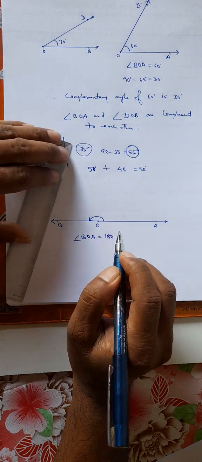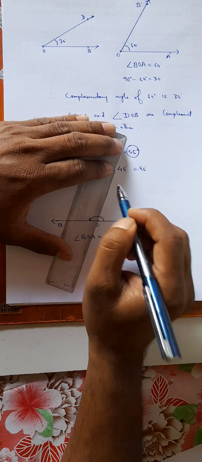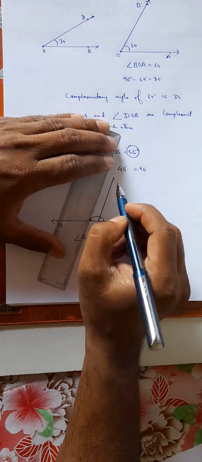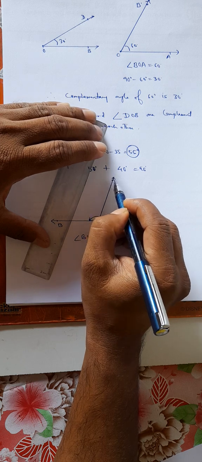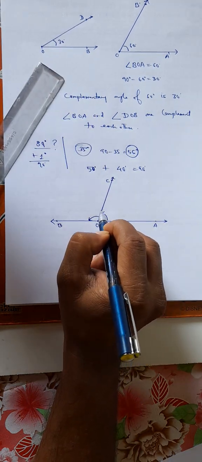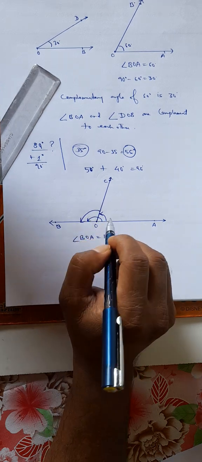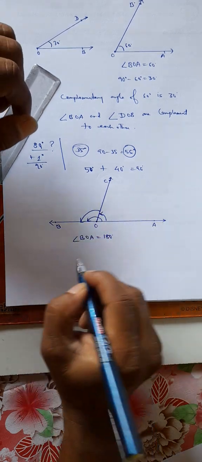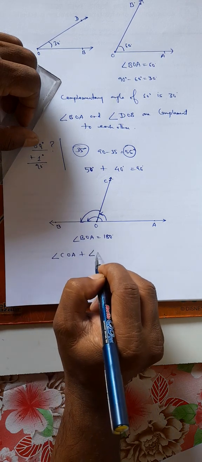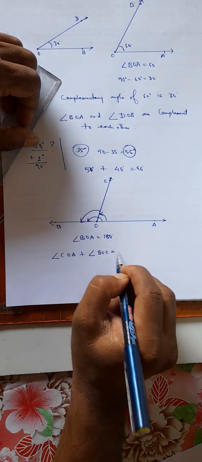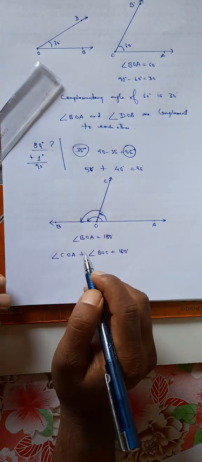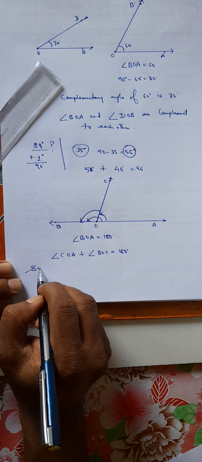180 degree. Now let us make a common ray with the same vertex O. Say this is C. Now you see this angle plus this angle. Sum of these two angles is 180 degree, right? Angle COA plus angle BOC equal to 180 degree. Now this pair is called supplementary angles.